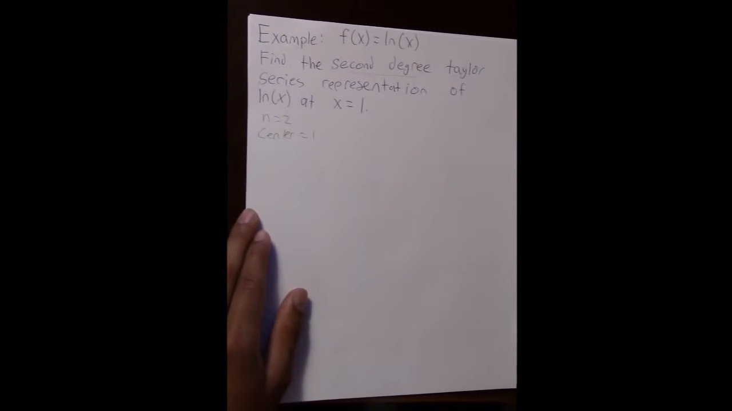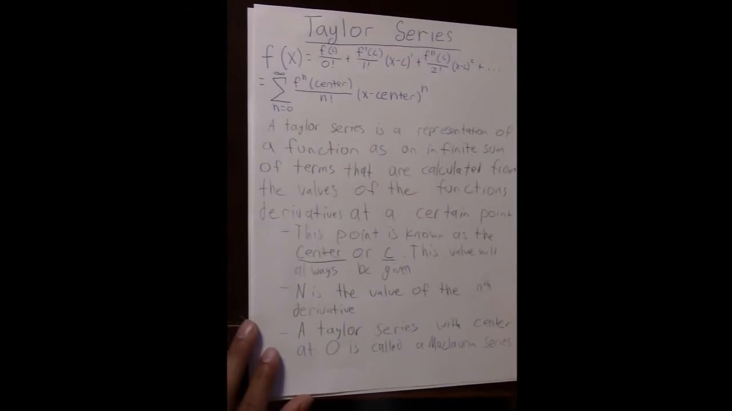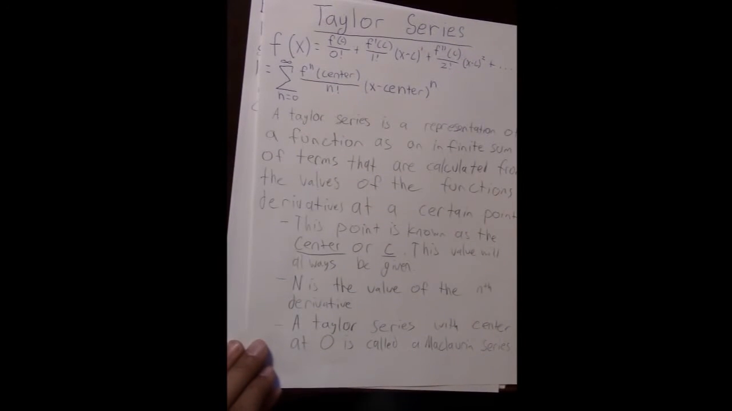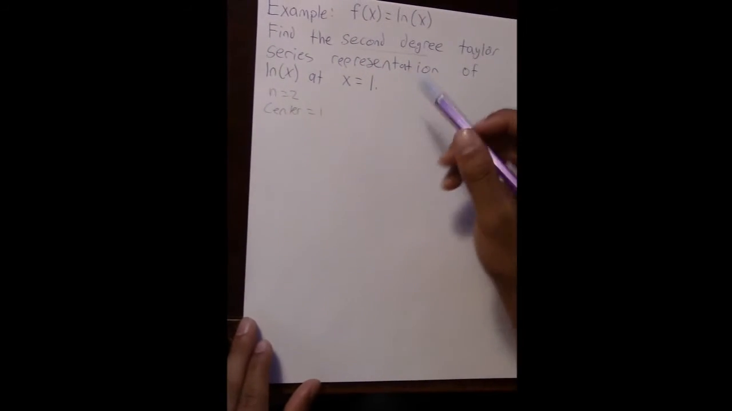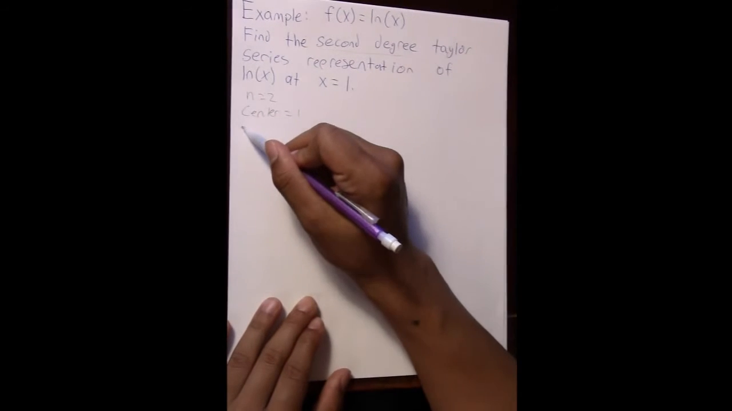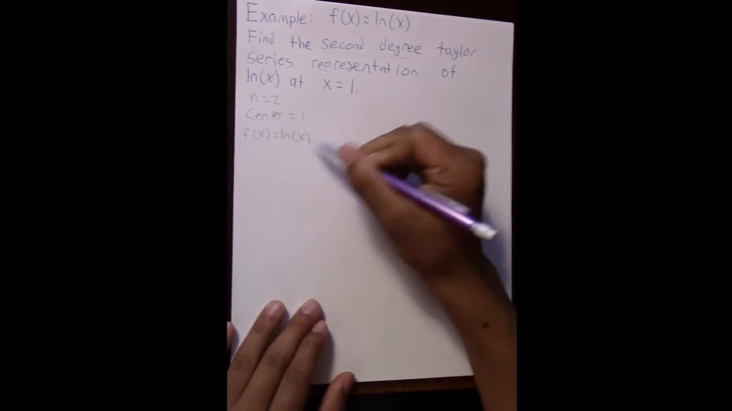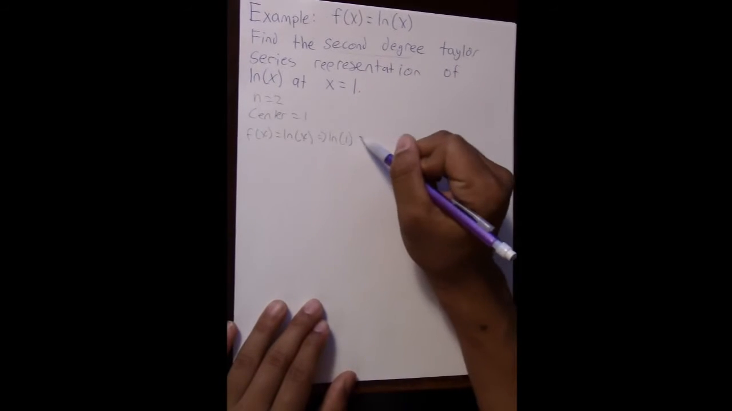So now, to solve for the Taylor series using this equation, we first need to find the values of f of c, f prime of c, and f double prime of c. To do that, we'll find the values of the function at c. So first we have f of x equals ln of x at x equals 1, which is equal to ln of 1, which is equal to 0.